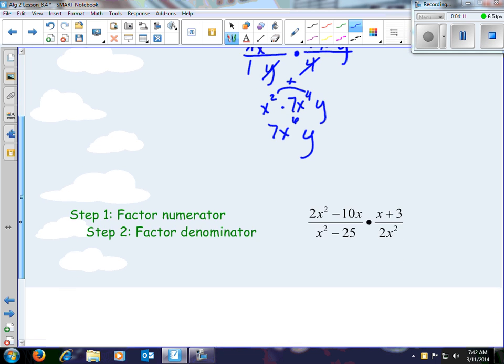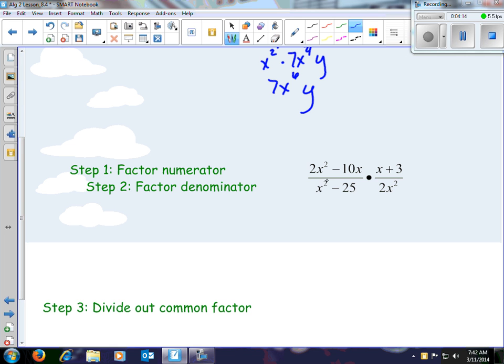Okay, the next one. We have this big long expression, and it looks messy, but it'll be fine. It says factor the numerator as step 1. So looking at this, what can I pull out? I can pull out 2x. So I have 2x times x minus 5 divided by, and then this is difference of squares, so I have x plus 5 and x minus 5 as my factors, times x plus 3 over 2x squared.